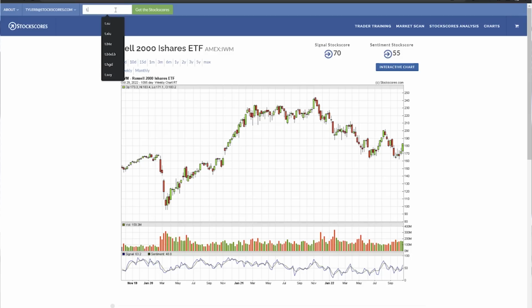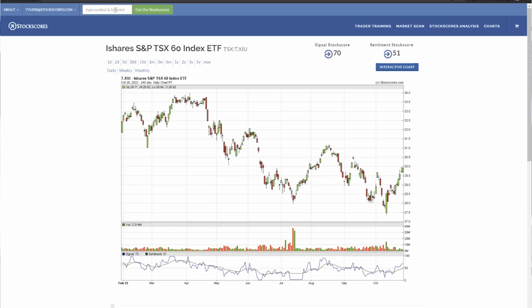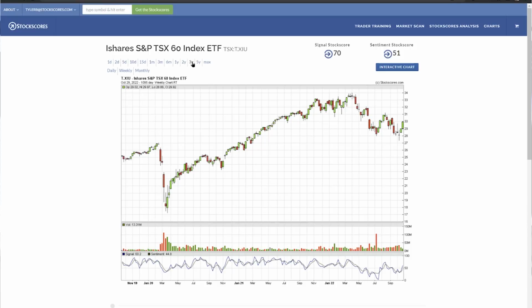All right, let's jump into the Canadian market. T.XIU is the symbol for the TSX. Draw the trend line. We've broken it. Slight rising bottom, not great, but it's still a positive signal. How about the 3-year chart? The 3-year chart is fighting with that downward trend, but it is at it.